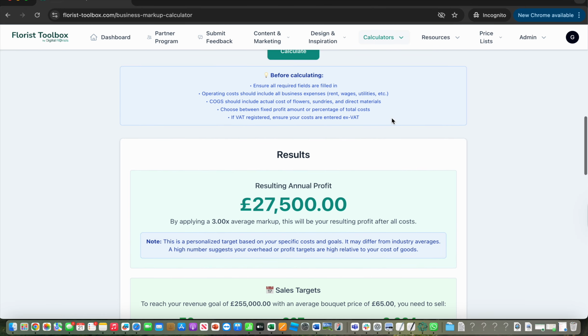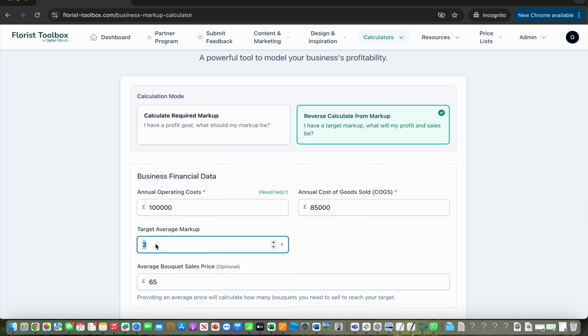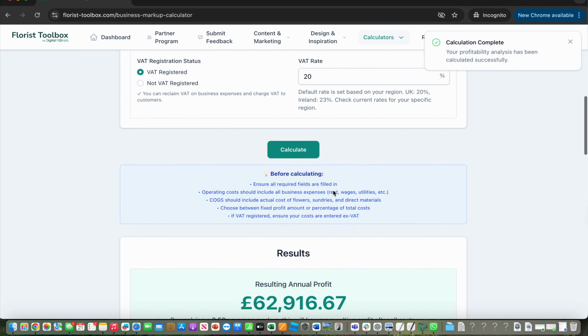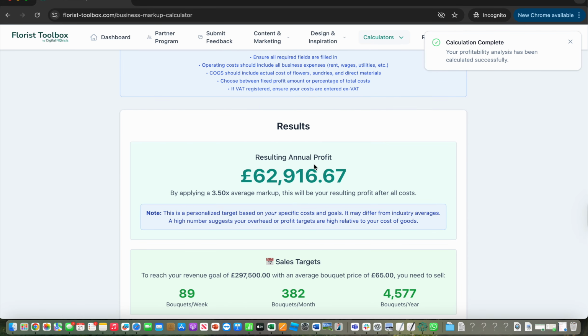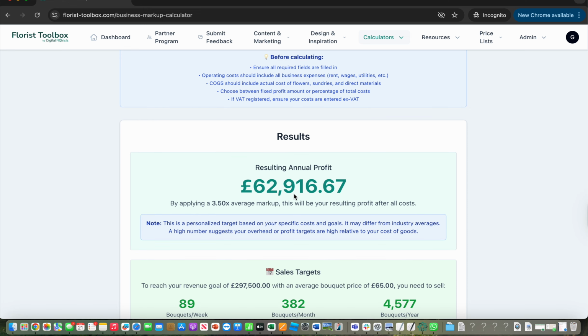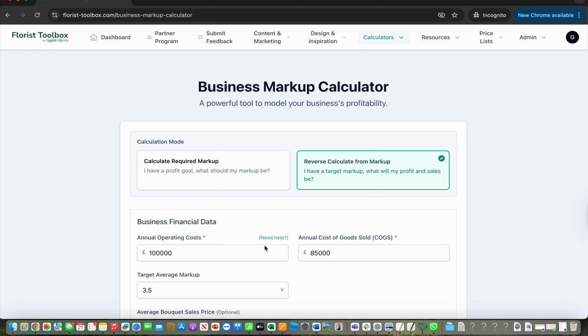Now, if you were to times those same figures by 3, you would only make this much profit. What I think is really useful is you can see what difference little tweaks to your markup would make. So let's say we change that to 3.5 and hit calculate. You can see that would make a massive difference to your bottom line. Obviously that assumes your operating costs would remain static. If you end up having to take on an extra member of staff, clearly that changes your operating costs. But this is a good starting point for your business planning and deciding what your markups should be.